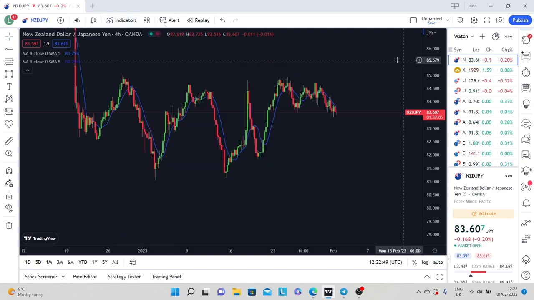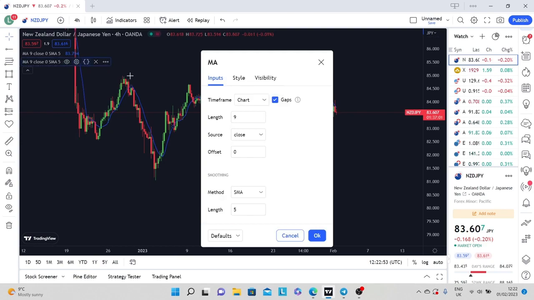So we're going to get rid of this, and then we're going to go to our top left hand corner and go into the settings tab. And then we're going to want to change one length to 21. Okay, and then we're going to want to change the other length to 50. And once again, all this means is we're going to be taking the last 50 candlesticks and giving us an average price. And we're also going to be taking the last 21 candlesticks and giving us an average price.